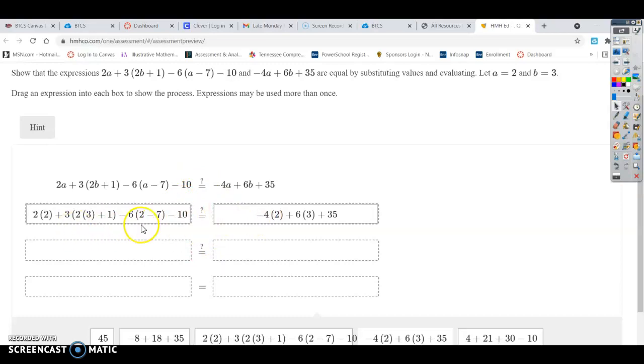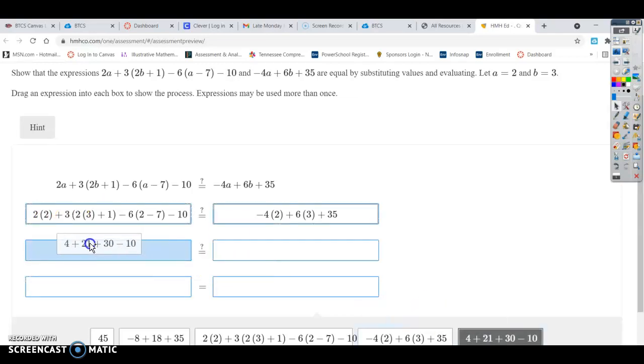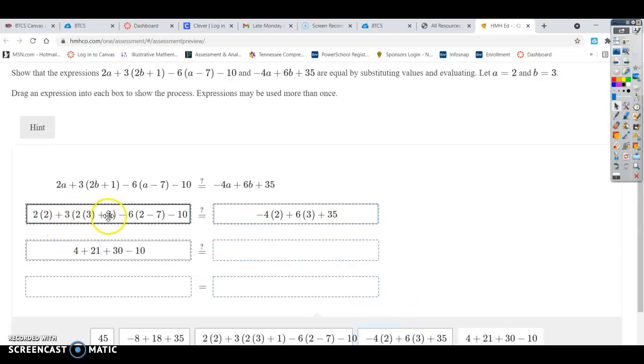All right, now that we have numbers plugged in for our variables, now we can simplify. So if we simplify here, we're going to have 4 plus, if we have 6 plus 1 is 7, 7 times 3 is 21, and then here we got negative 5, negative 6 times negative 5 is 30, and then bring down the negative 10. All right, may take you a minute to work these out.